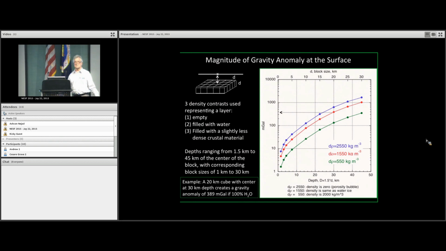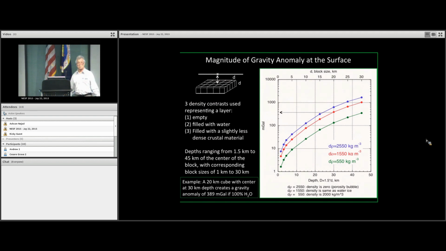create hundreds and hundreds of milligals in the gravity field. In fact, we don't actually see that. I'll come to that in a moment. But the example down here is that if you have a 20-kilometer block here, and you follow it up at 30 kilometers total depth in the middle here, then you read it across here and you see 389 milligals are created if you fill that block with water.